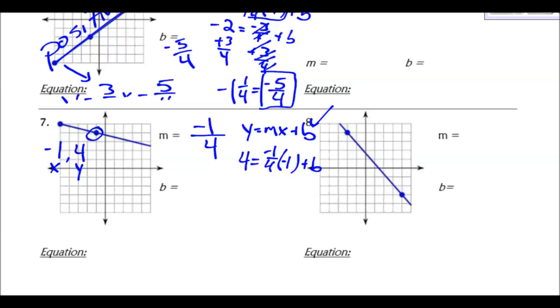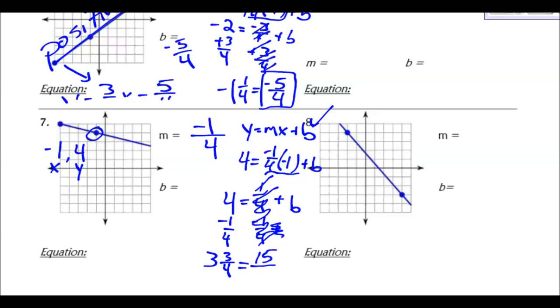Now all I need to do is solve for that b. I'm going to multiply these two together. That gives me a positive 1/4 now. Cancel out a positive 1/4. You have to subtract 1/4 from both sides. This cancels out. This would give me 3 and 3/4. You could also think of that as 15/4. So my b is 15/4, or 3 and 3/4, or 3.75, which kind of confirms that we're doing it right.